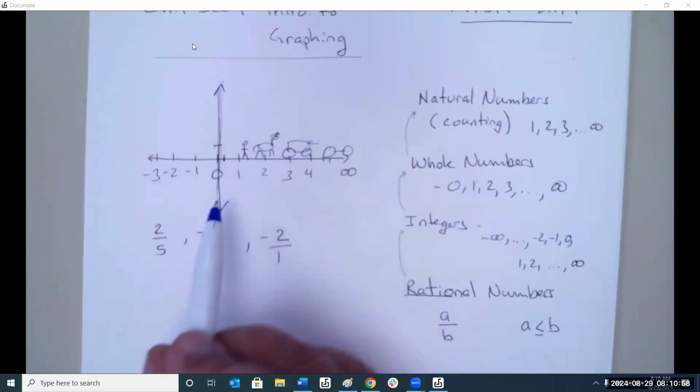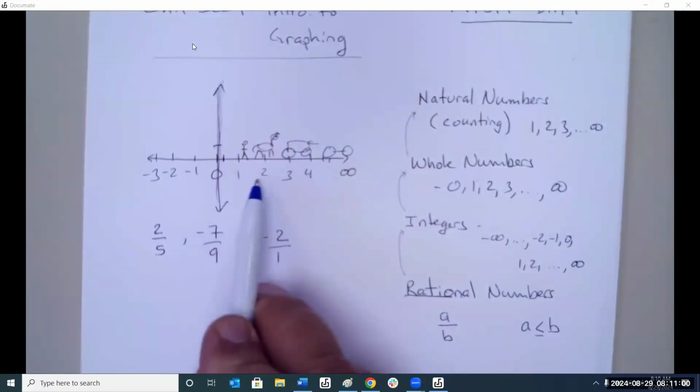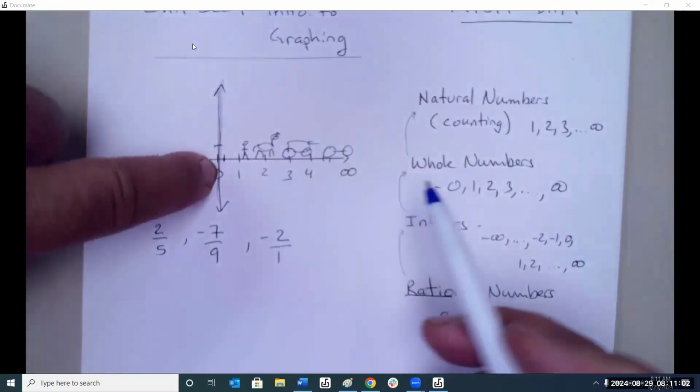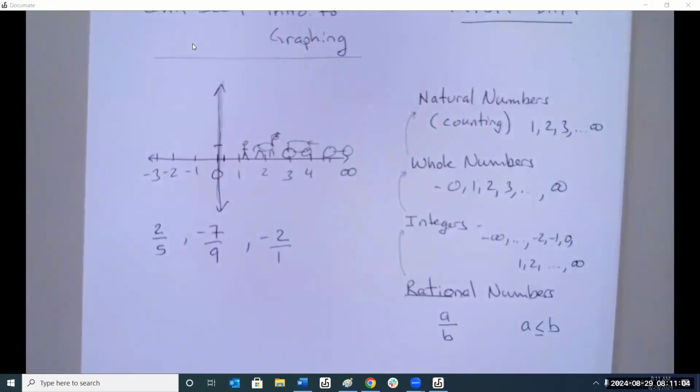Okay, here's another question. Why are these numbers, the natural numbers, going to the right? What do you think about it?